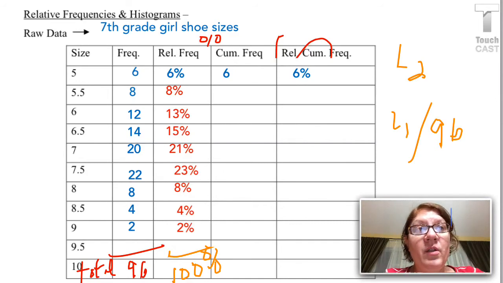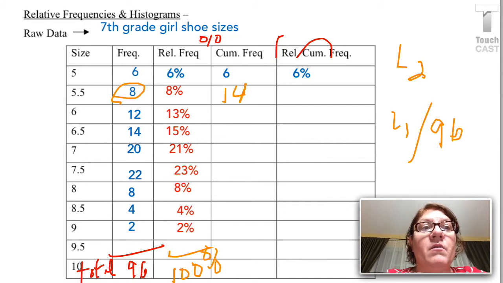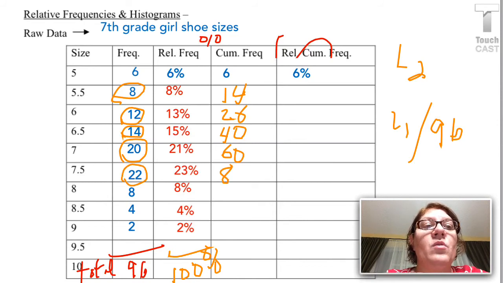Okay, then to figure out cumulative frequency, cumulative simply means that I'm taking a running total. So of course when I first start out, I only have 6, but that was for the size 5. Now when I add the next group, I have 8 more, so I have a total of 14. And then when I add the next group, I have 12 more, so now I have a total of 26. And then when I add the next group, now I have a total of 40, so I'm keeping a running total. And then I add the next group, so now I have a total of 60, and so forth. I add the next group, now I have a total of 82.